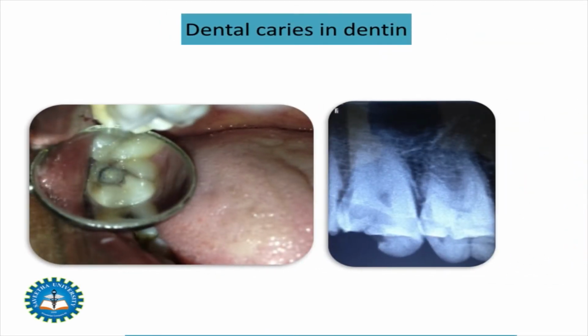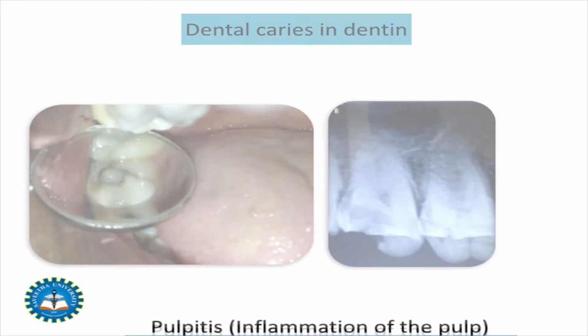From the enamel, when the caries proceed to the dentine, then the patient will experience severe sensitivity on probing or on exposure to hot or cold due to exposed dentinal tubules. If you can see the radiograph over the right, it shows radiolucency involving the enamel and dentine.